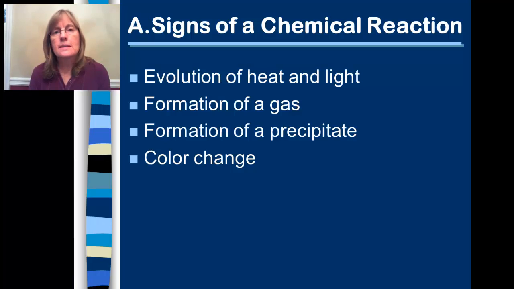Formation of a precipitate, which is a solid that's falling out of solution. You mix two clear liquids and you see some solid falling out of it. That's a precipitate. That is an indication that a chemical reaction has occurred. A color change. Once again, not always an indication, but quite often it can be an indication of a chemical reaction.